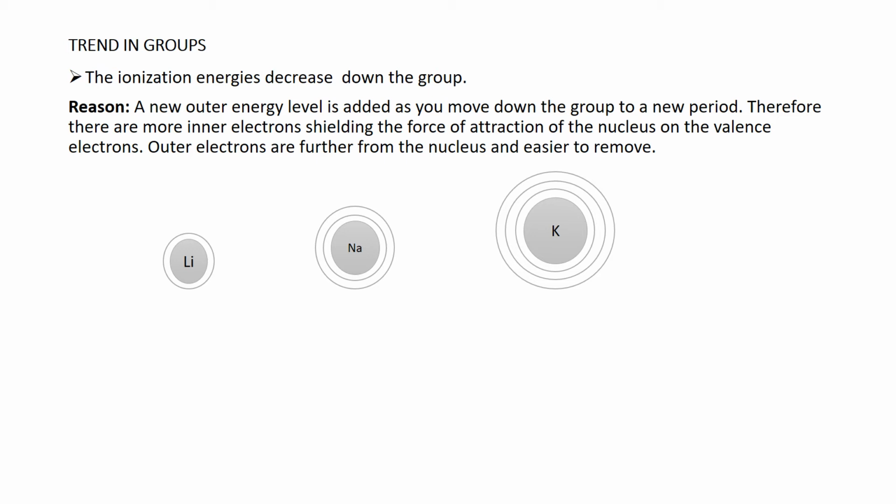This means that, as you can see in the three diagrams, the outermost energy level of potassium is much farther from the nucleus compared to the outermost energy level of lithium. So it is much easier to remove electrons from potassium than to remove electrons from lithium, because the outer electrons of lithium are not as shielded compared to the outermost energy levels of potassium.